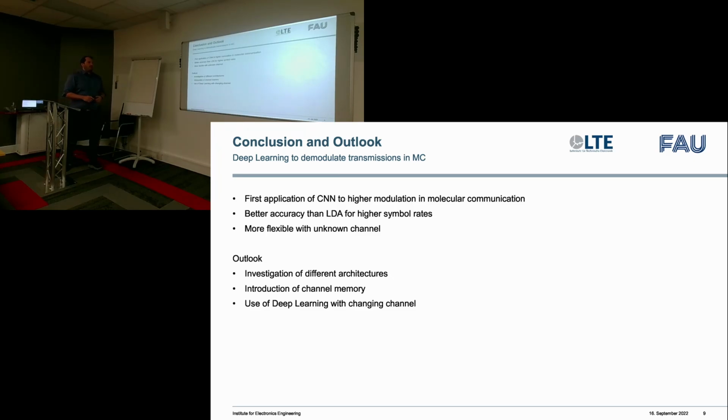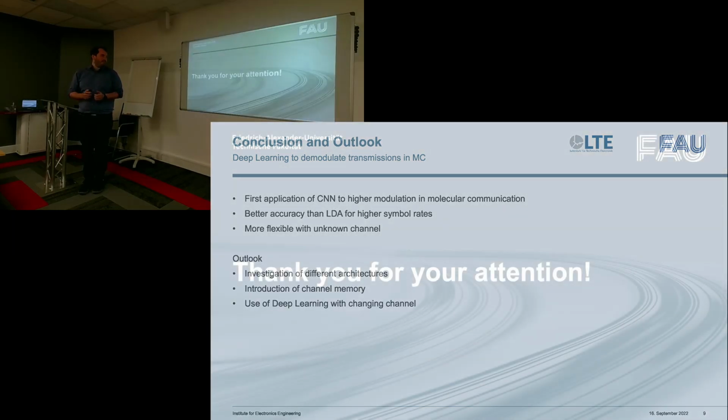In future, we'll go more down the rabbit hole of what we can do with different CNN architectures and different deep learning approaches, introduce channel memory, so use a recursive neural network, and actually investigate what happens when my channel is changing. So we are intending to set up a physical testbed model which has a moving channel, as we would, for instance, have inside the human body. In the stomach, when I breathe, my body moves. What actually happens in this setup when the channel changes in real time? Thank you.